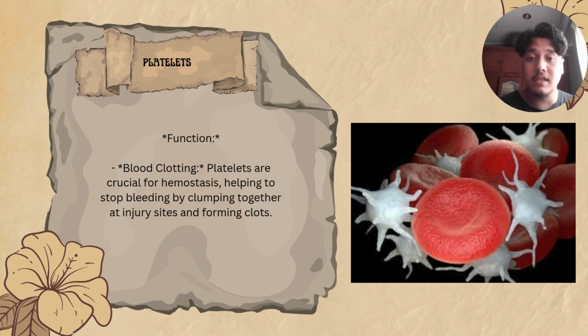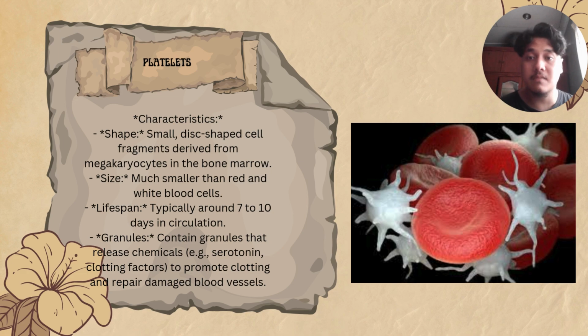So, platelets. The function is blood clotting. Platelets are crucial for hemostasis, helping to stop bleeding by clumping together at injury sites and forming clots. Characteristics: the shape is a small, disc-shaped cell fragment derived from megakaryocytes in the bone marrow.